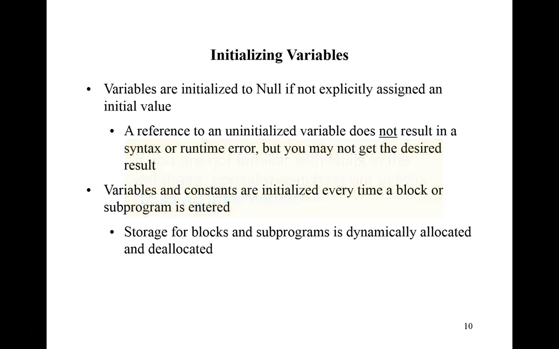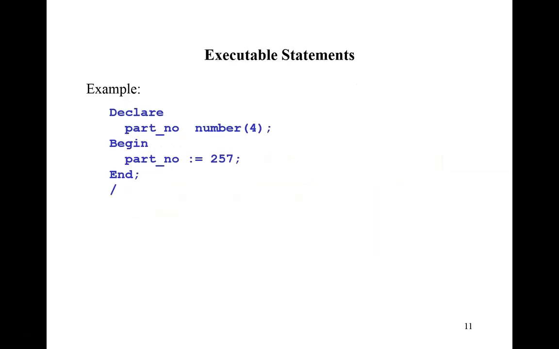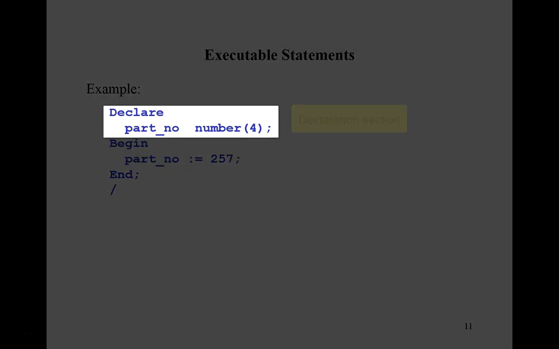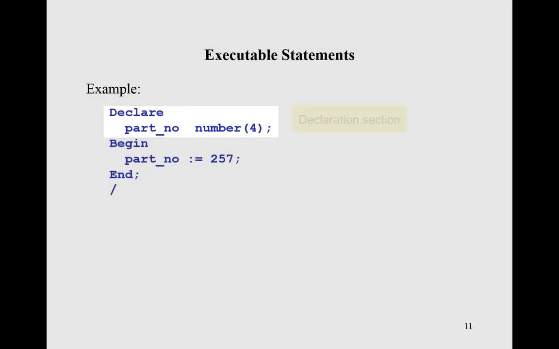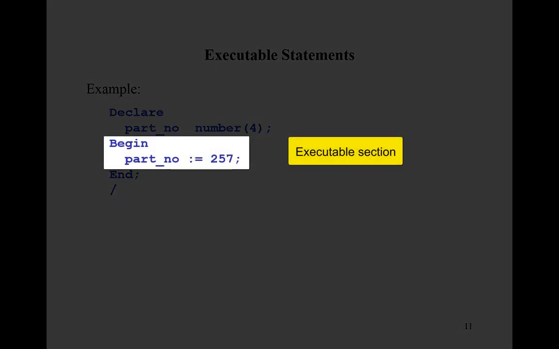To bring everything together that we've discussed so far, here's a very simple little program. Remember that PLSQL potentially can contain 3 subblocks. Here we have a declaration block introduced by the word declare, and in this block we declare a variable called part number, which will be numeric, allowing up to 4 digits. It'll be an integer. We have an executable section introduced by the word begin, and in that section we simply assign a value to the variable part number.